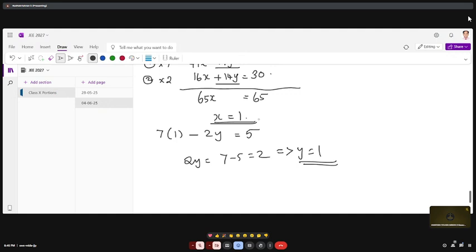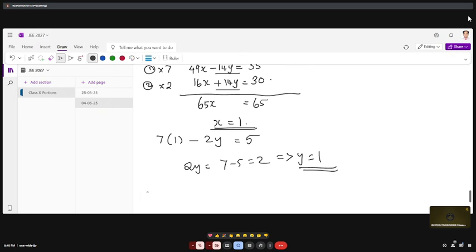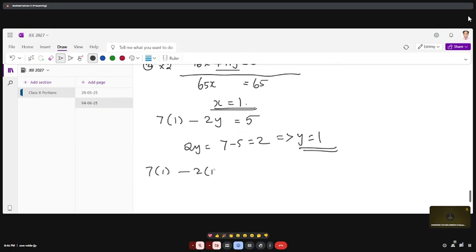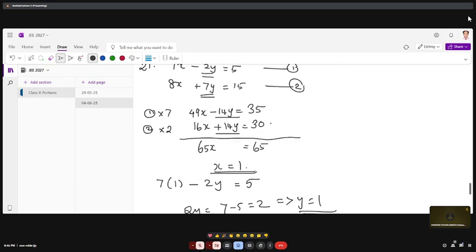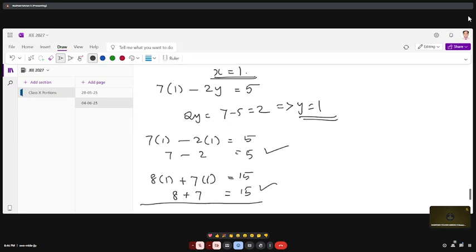And we can verify it also. Substitute in each of equations 1 and 2 and verify. 7x minus 2y equal to 5. So 7 minus 2 equal to 5. This is true, right? Second one, 8x plus 7y. So 8 plus 7 equal to 15. This is also true. So this is a solution.